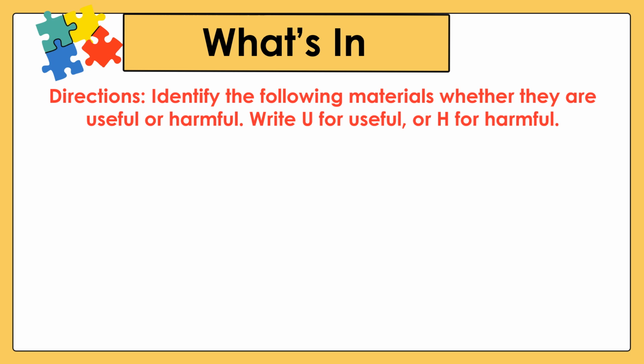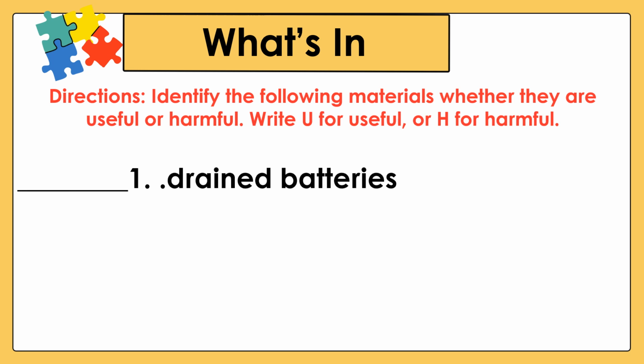Before we start our lesson, let's have first an activity under What's In. Directions: identify the following materials, whether they are useful or harmful. Write U for useful or H for harmful. Number 1, drained batteries. The answer is H, harmful.